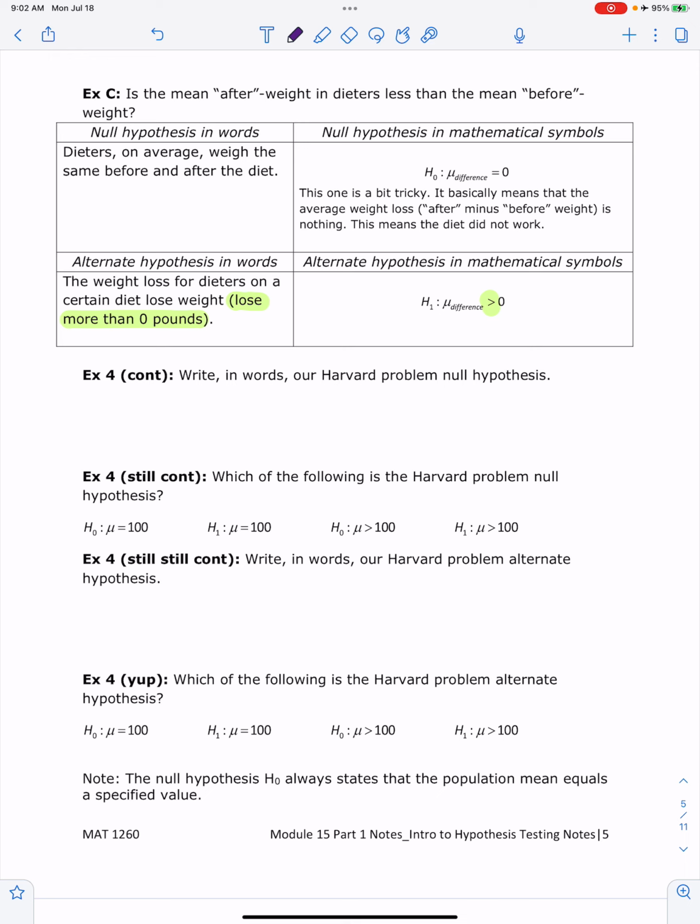So example 4, we want to write in words our Harvard problem null hypothesis. Moving forward, you're not going to have to write these over and over and over again. It's going to be primarily the mathematical symbols. We are going through that here to make sure that they match. So here's our null hypothesis. We're going to start with our Harvard students.